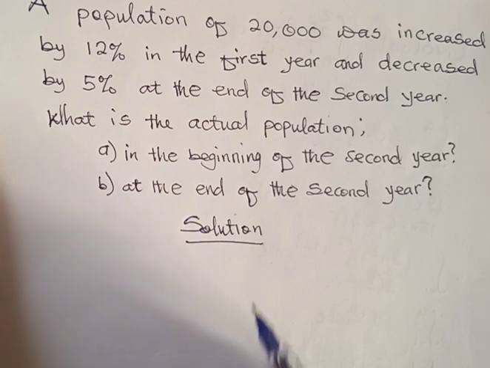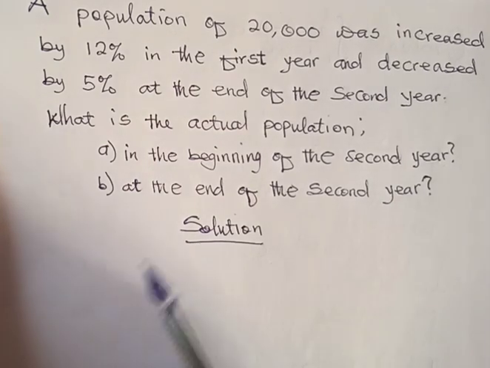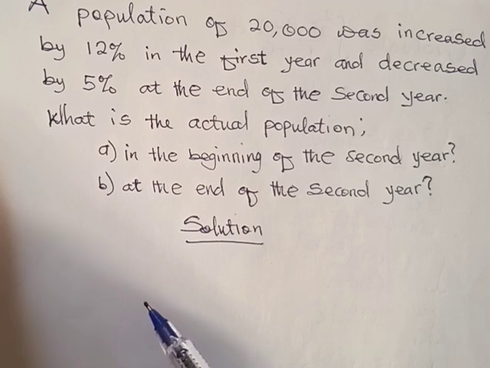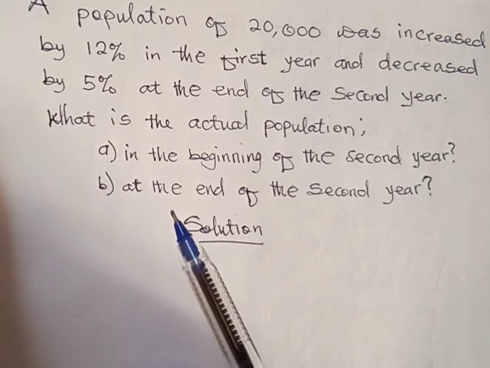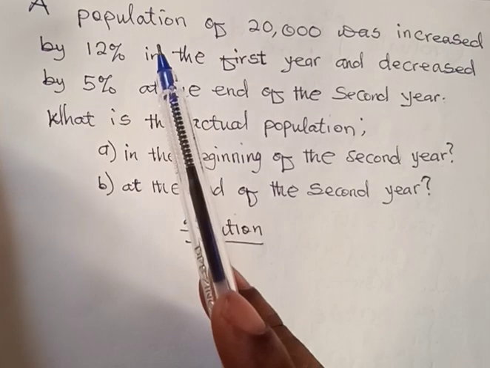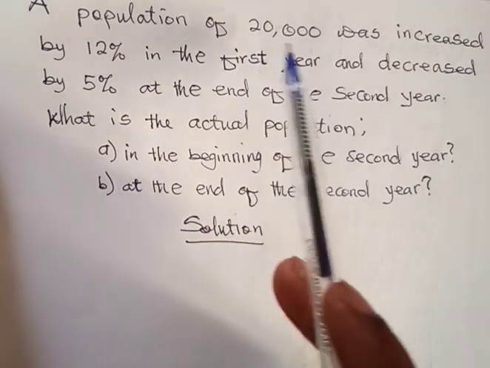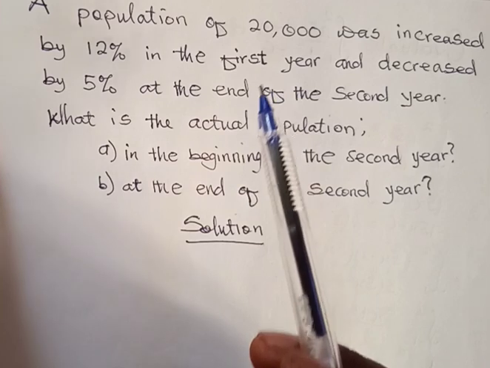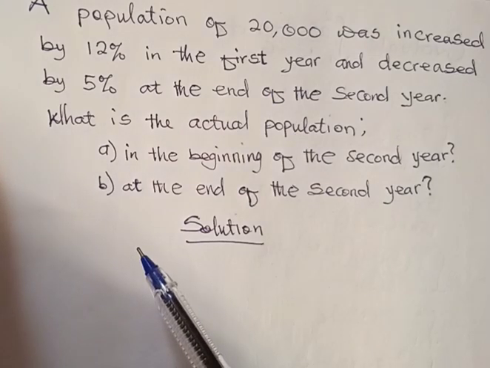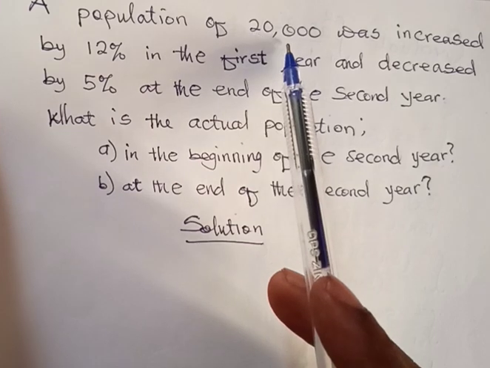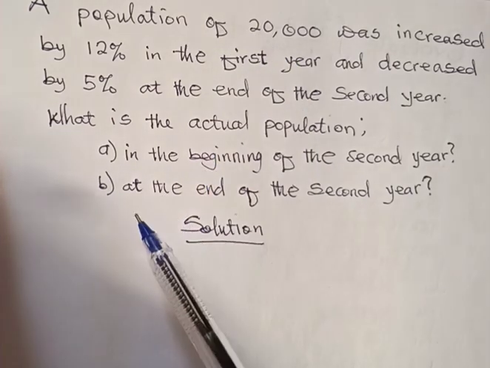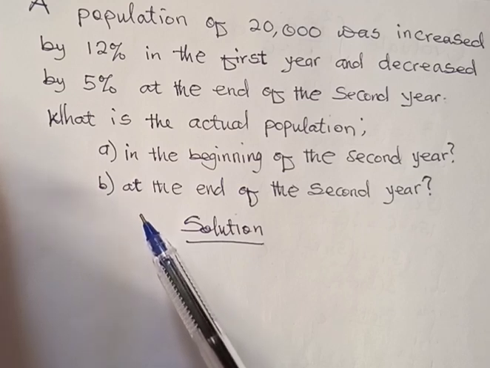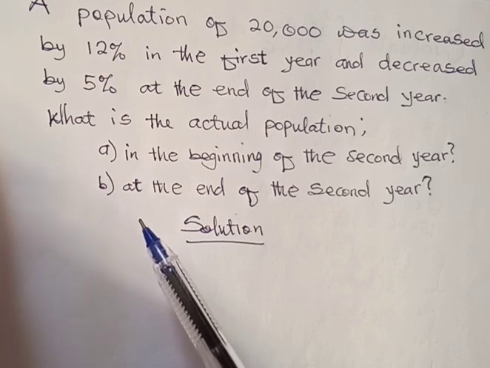Great. Now, before you can even tackle this question, you need to know your initial population. Looking at the first sentence of the question, it says a population of 20,000 was increased by 12% in the first year. So we need to identify our initial population. Once we have 20,000, that gives us our initial population. Before we can find the population in the beginning of the second year, we need to look for the population at the end of the first year. But how do we do that?